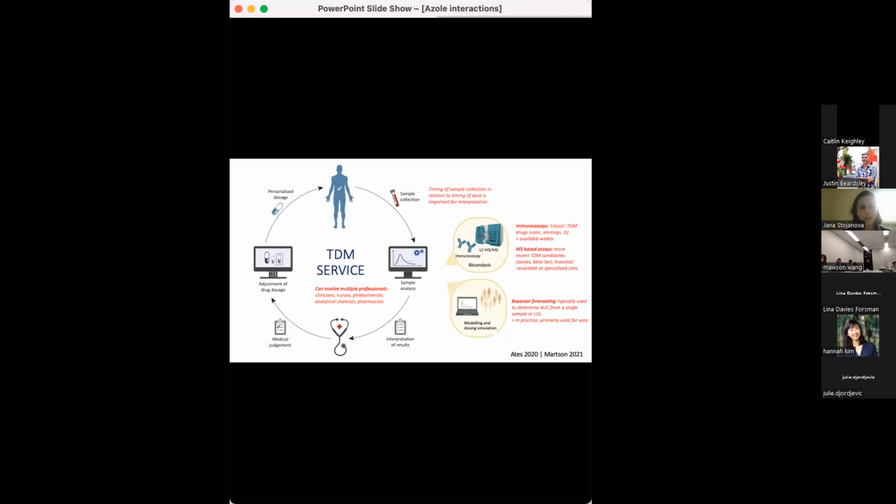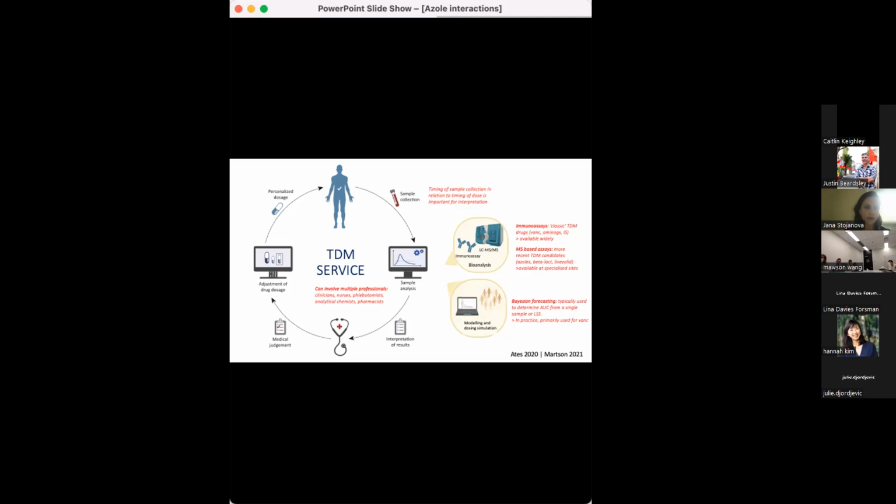The concentration that is measured can be used in Bayesian forecasting. Often this is used to determine the AUC from a single measurement, but can also involve multiple samples for some drugs. For some drugs, this is necessary, and typically this is established by an established limited sampling strategy. In practice, this is primarily used in a widespread way. The obvious example is vancomycin.